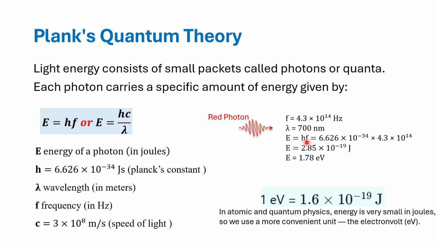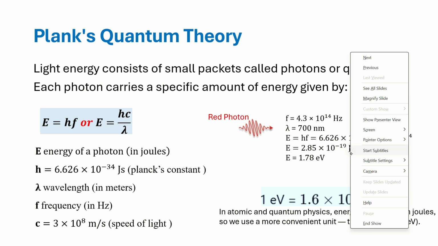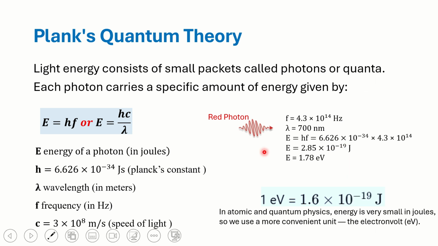E equals hf, so 6.626 times 10 to the power of minus 34 times 4.3 times 10 to the power of 14. So the energy is around 2.85 times 10 to the power of minus 19 joule. This is in the SI unit. The energy of this red photon is in joules. Whenever we use the formula E equals hf or E equals hc by lambda, we get the energy in joules.